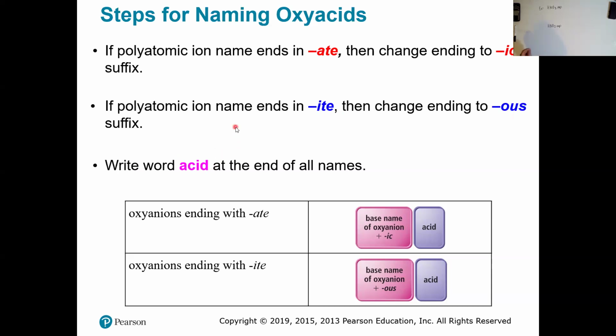You're going to notice that when you're naming oxyacids, you do not include the hydro prefix. So that first step that we took in our naming of binary acids is not included here. You do not use the hydro prefix when you name oxyacids. You name the oxyacids directly from the name of the polyatomic ion that has created the oxyacid.